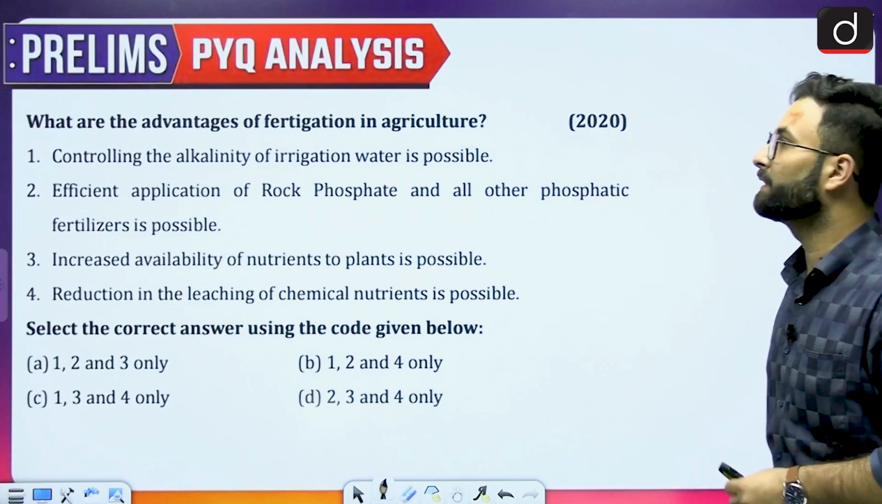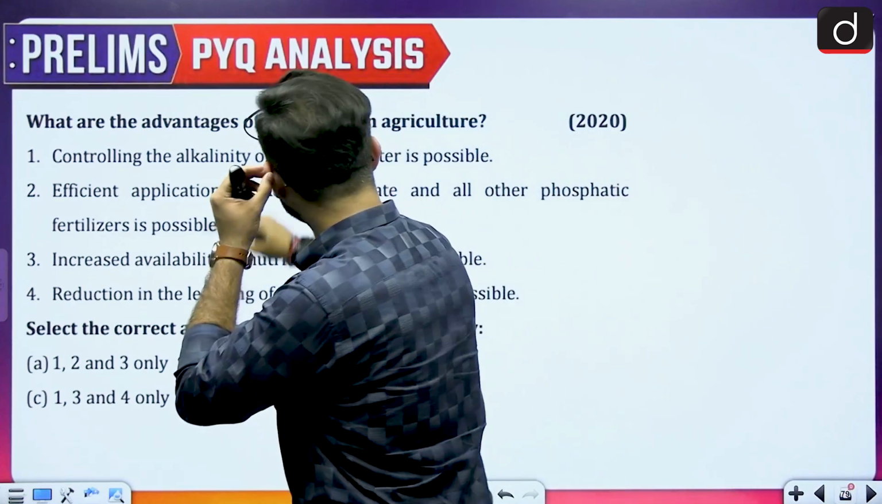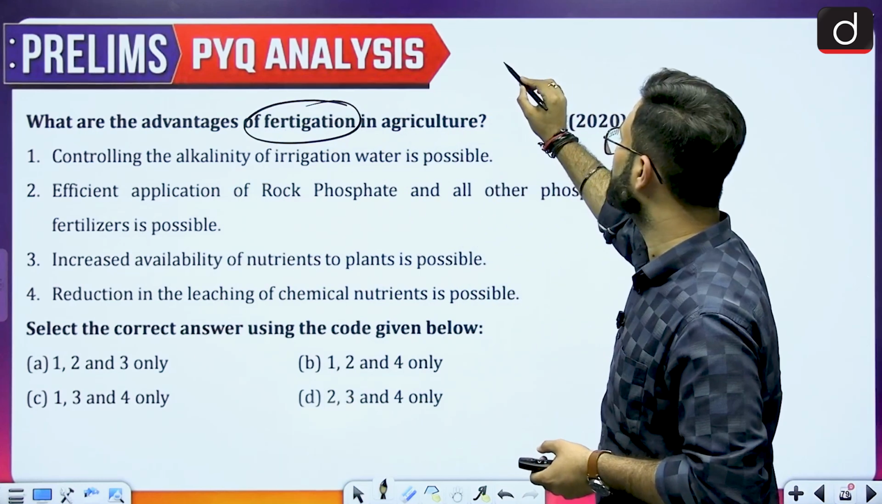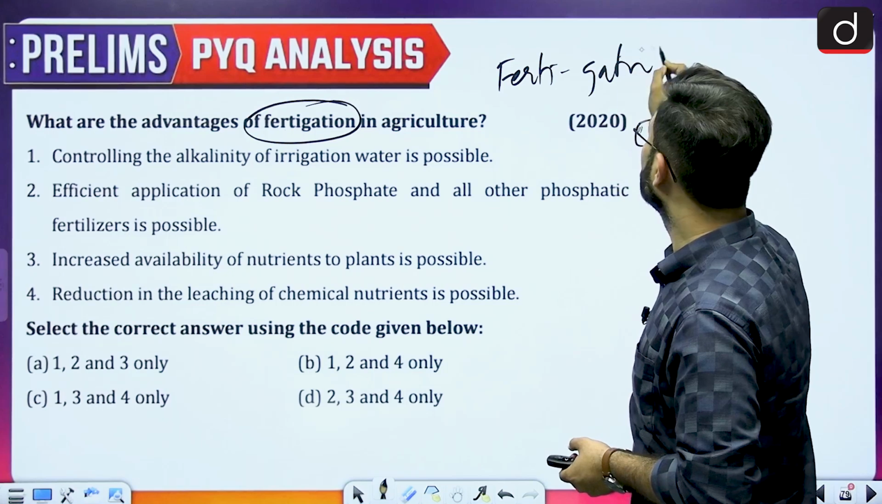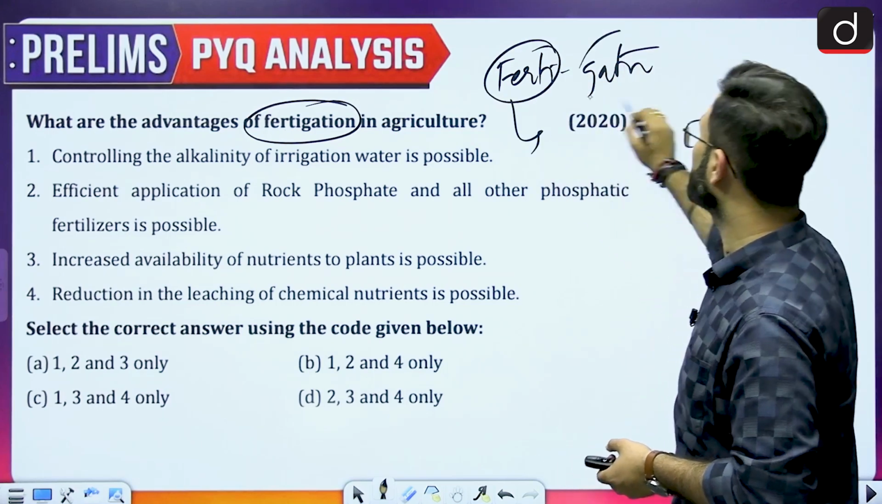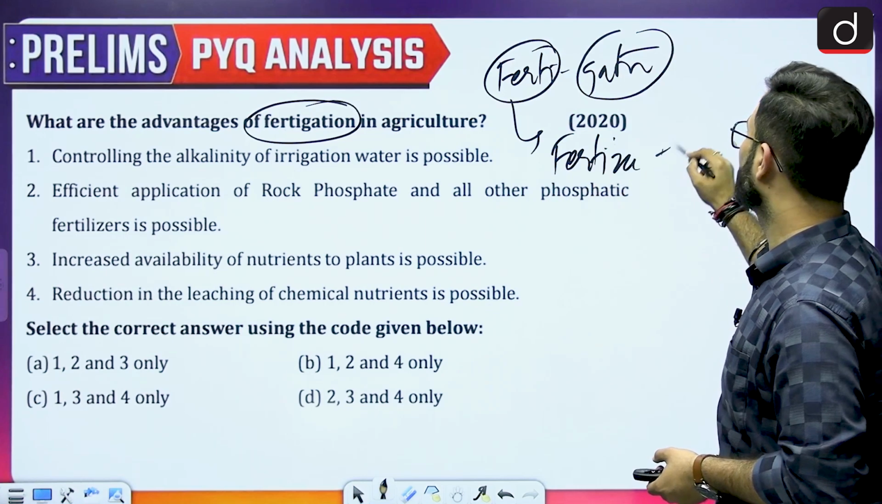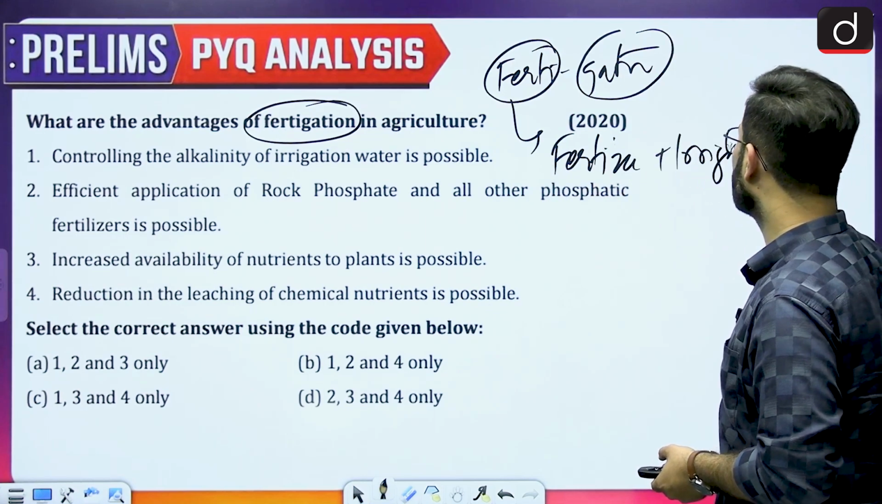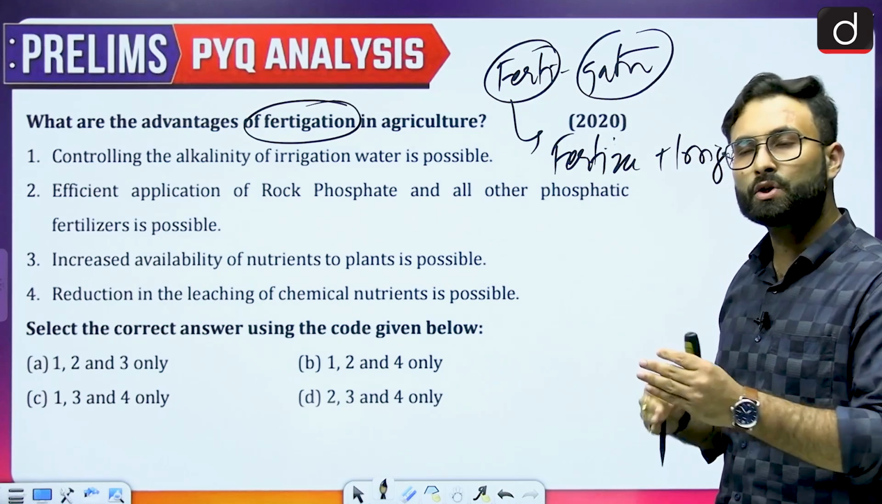Now moving further, the next question is, what are the advantages of fertigation in irrigation? Now fertigation, the term, you can say, is ferti plus gation. You can say fertilizer plus irrigation. So what they are doing is that while they are going for the irrigation, they are using the fertilizer together, to ensure efficiency.